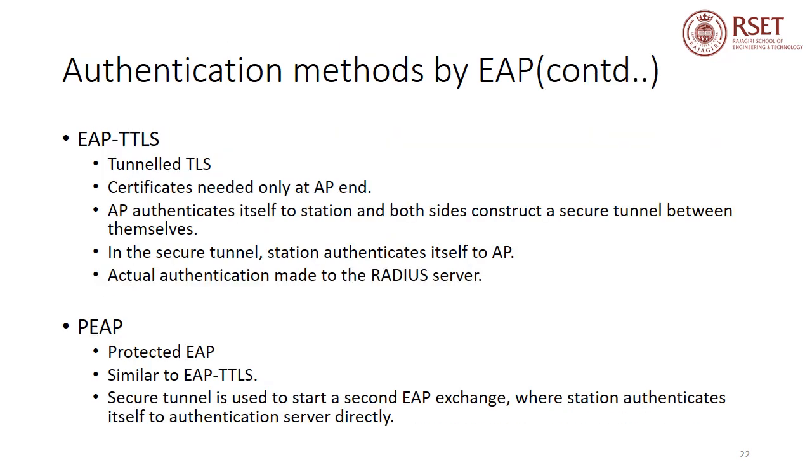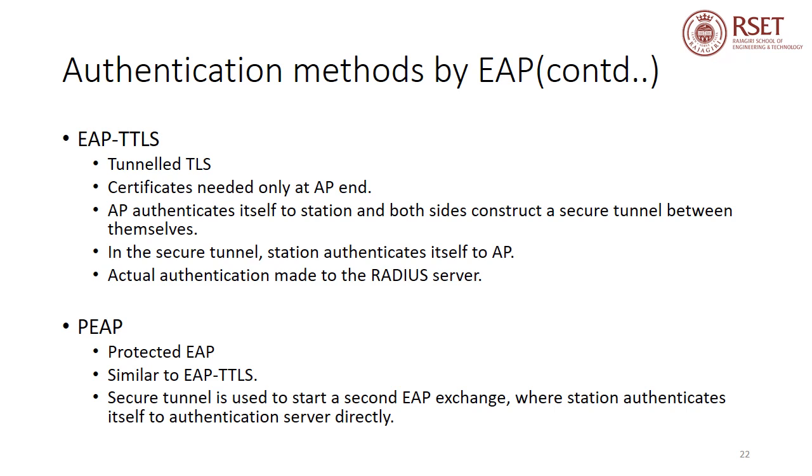In the previous method, that is the TLS based method, the only limitation was that the digital certificates had to be maintained at the wireless station side as well as the access point side. So to overcome that problem, we have the next method, which is called the EAP TTLS method, or tunneled TLS method. Here, certificates need to be maintained only at the access point end.